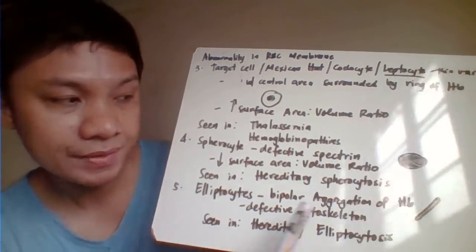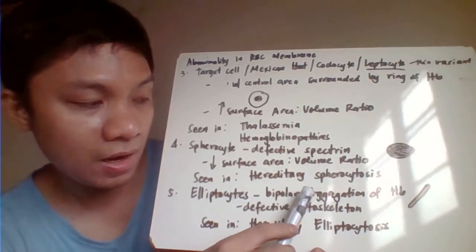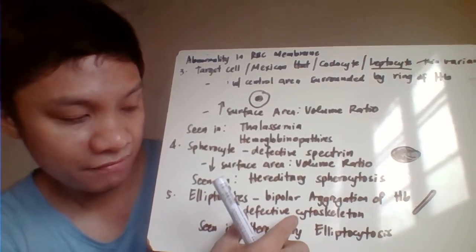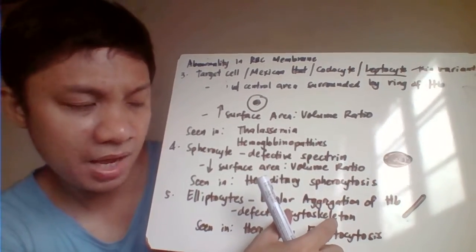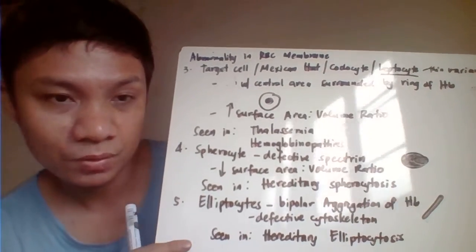Next one, elliptocytes. So, parang ganun, elliptical. So, it's characterized by bipolar aggregation of your hemoglobin. And this is also a defective cytoskeleton, like your actin, ganon, myosin. This is seen here in hereditary elliptocytosis.